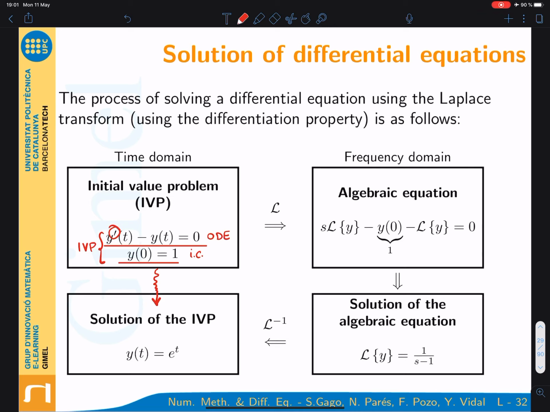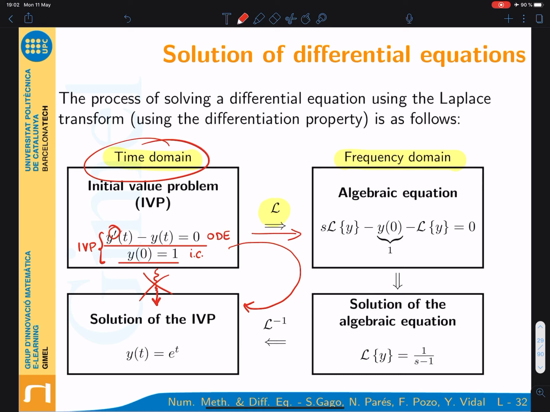We will not solve the initial value problem in this way, remaining in the time domain. We are not going to do that. Instead, we are going to do a loop here. And this loop requires going from time domain to frequency domain. So here we are using the Laplace transform to go this way.